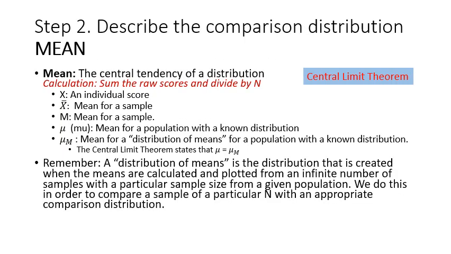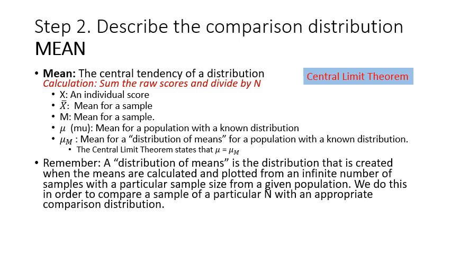So in step 2, we'll be describing the comparison distribution. And we start by finding the mean, and we know how to find the mean. So I'll review that here because this will be useful. So first off, the calculation is, of course, to sum the raw scores and divide by n.